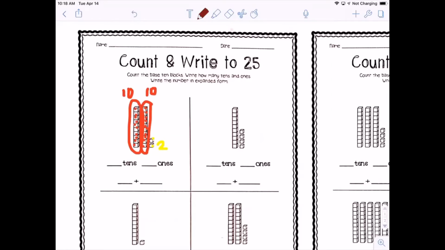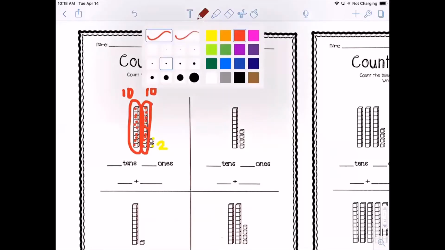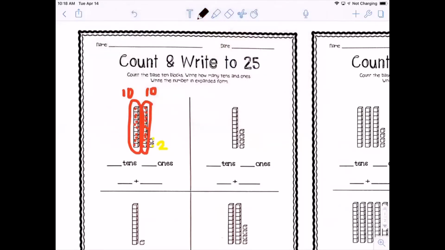Okay. So now, right here, these are important words: tens, ones. So now, how many ones do I have? 2. So I write 2 there. How many groups of 10 do I have? 1, 2. So I write 2 there because I have 2 groups of 10.